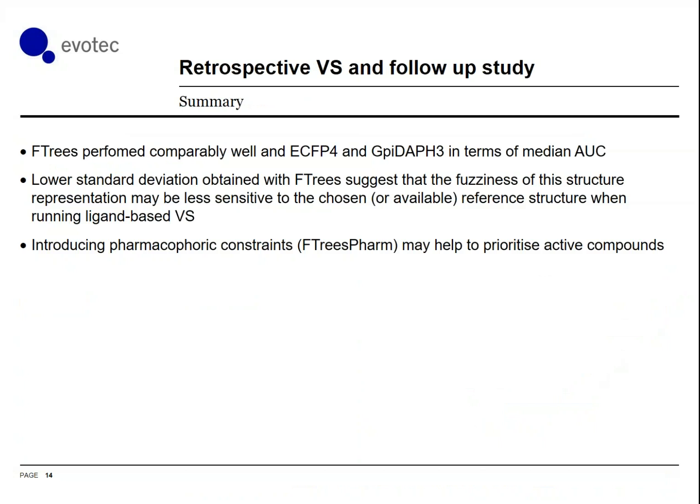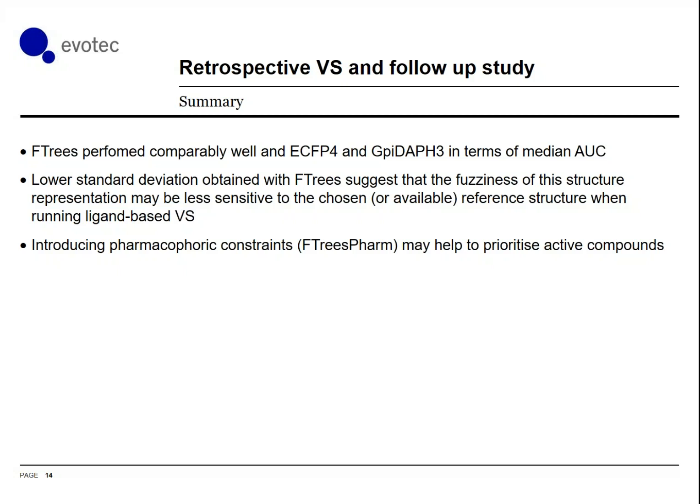Okay, so to summarize the results obtained in this retrospective virtual screening, what I have found is that F3s was able to prioritize in most of the cases non-actives with respect to decoys, and the performance were comparable to those obtained with the ECFP4 and GPIDAF3 in terms of median area under the curve. However, the results obtained with F3s seem to be less sensitive to the specific reference compound chosen, which, as I have discussed before, may be an interesting feature in a virtual screening setting.